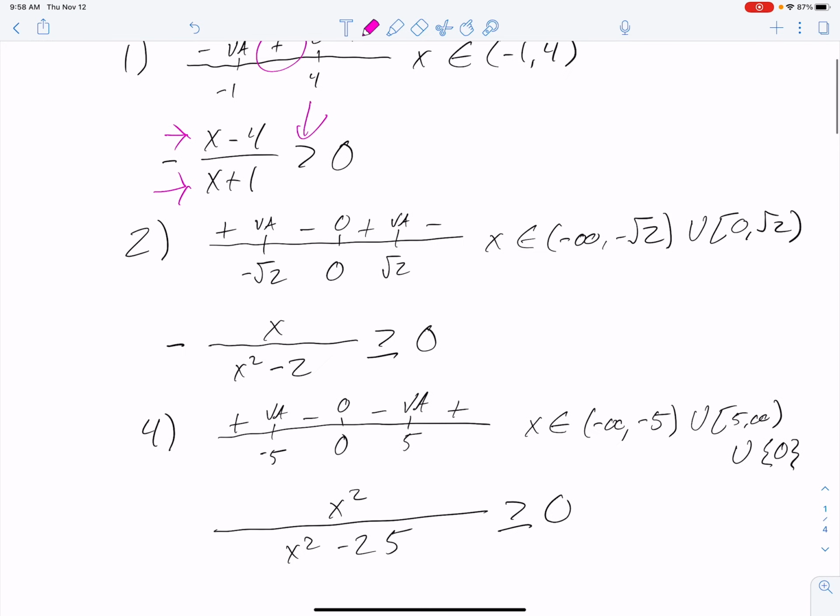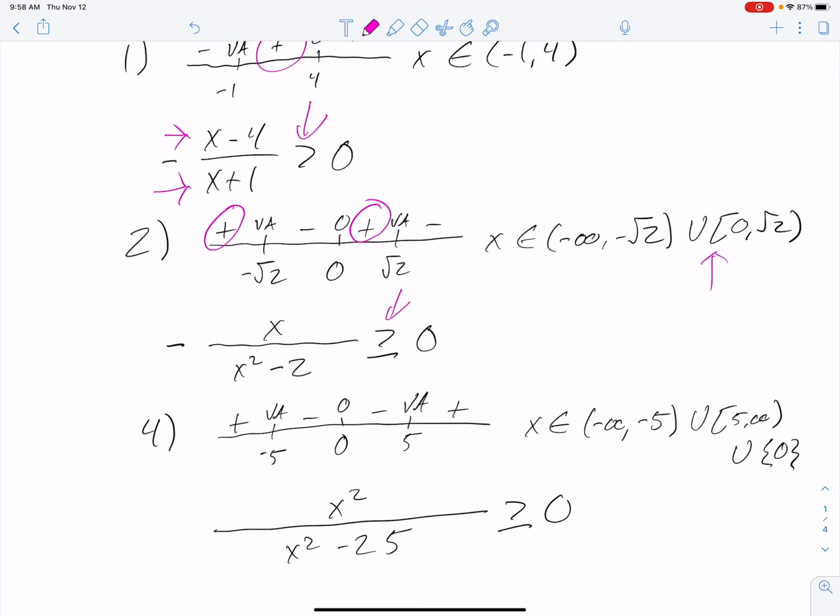Number 2, the solution set is the values that are positive. We have a bracket on 0. Remember, we can't put a bracket on our vertical asymptote, so that tells me I need a greater than or equal to 0. Again, notice that it's negative on the right side, so I need a negative in front of my fraction.